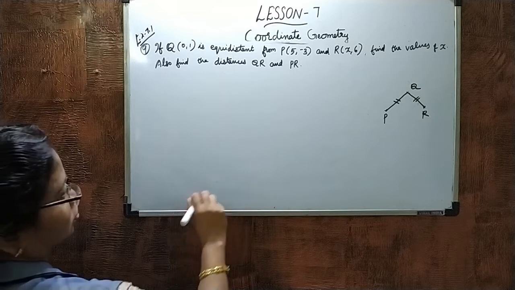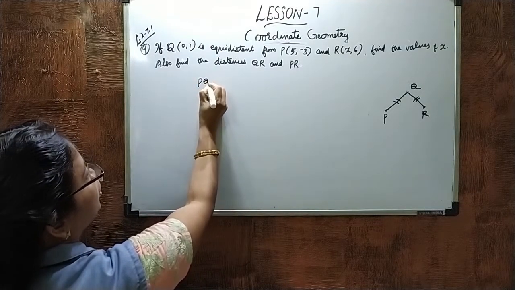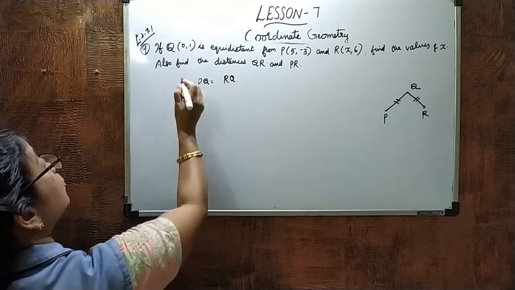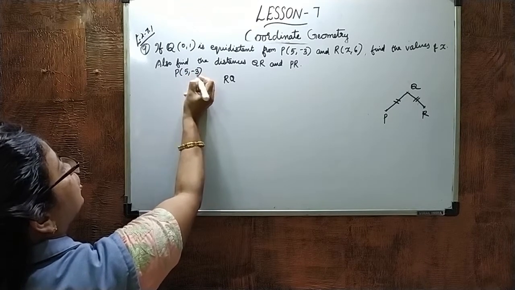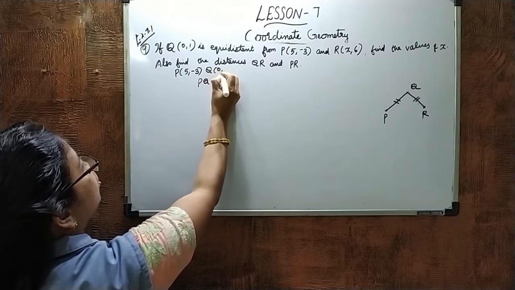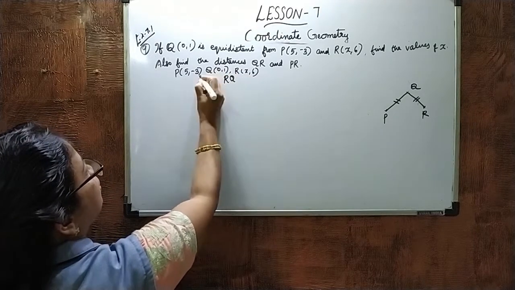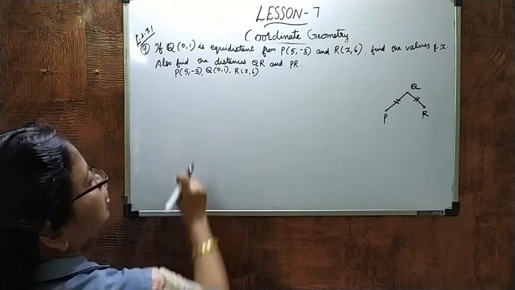So we'll start now. So you want to find out PQ equals RQ. Right? What all things you have? P is there with (5, -3). Q is there with (0, 1). And R is there with (x, 6). Right? Okay. Q is equidistant. So we will write it as.